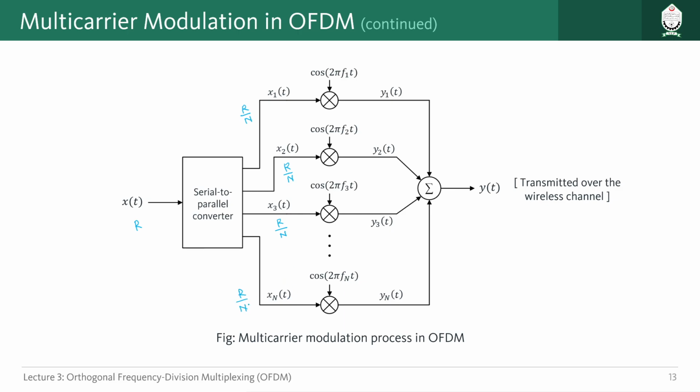And these n substreams will be modulated by n different subcarriers centered at frequencies f1, f2, f3 up to f of n, right? Now that is our modulated signals, or modulated substreams y1, y2, y3, yn, and these signals will be added together using a multiplexer, and finally the resultant signal will be transmitted through our wireless channel.